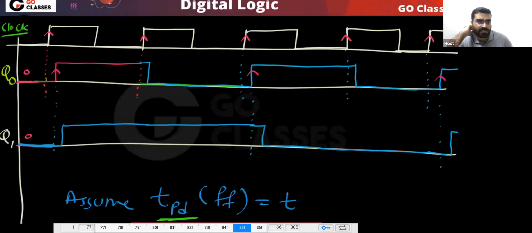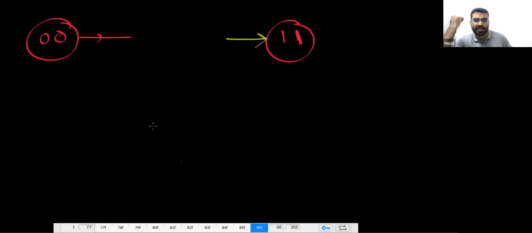But what is happening here? You can notice that for a moment, look at this period. For a very small moment, what is happening? This is 1, this is 0. For a small moment, this will go to 0 1 because this is MSB. So I can say that for a small moment, it will go to 0 1.